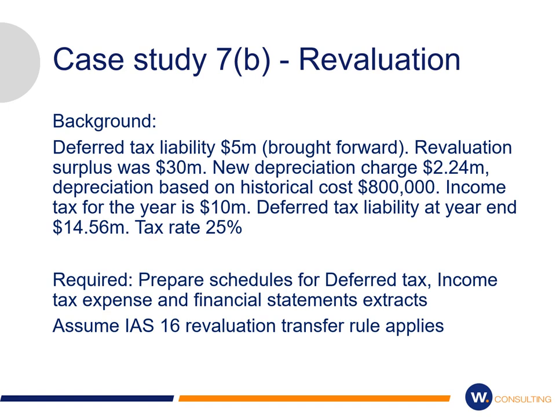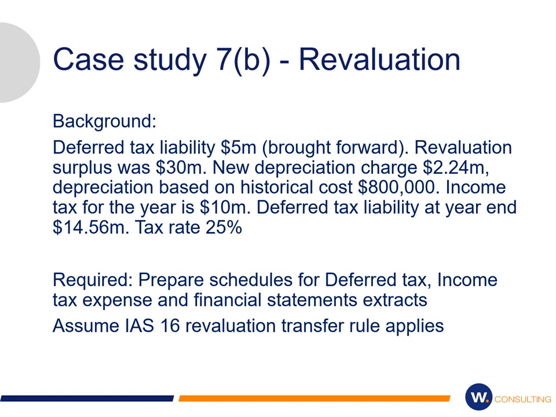So we have a deferred tax liability of 5 million, right? That's brought forward. And the last sentence says deferred tax liability at year end is 14.56. So they've given us the opening balance and the closing balance of deferred tax. Great. Revaluation surplus to date is 30 million. That's on the statement of changes in equity. Our new depreciation charge for the asset is 2.24 million. Depreciation based on historical cost is 800,000.